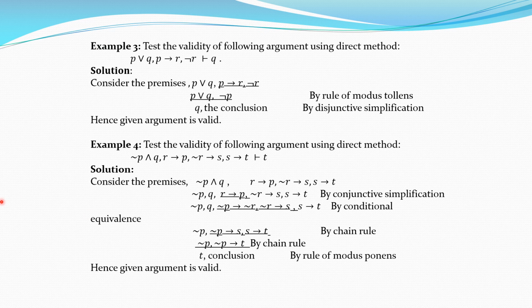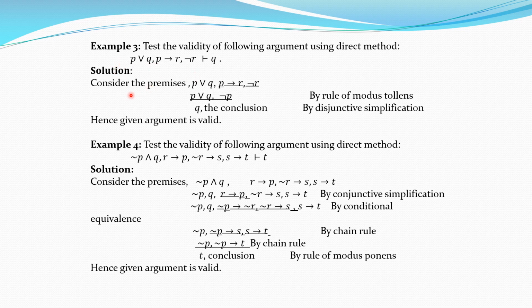Now, next example. Test the validity of the following argument using the direct method. The argument is P or Q, Q implies R, P or Q, P implies R, negation R yields Q. So, this is the argument given in symbolic form directly. Now, in the direct method, we start with the premise, that is the hypothesis. So this left hand side part is our hypothesis or premise and the right side Q is the conclusion.